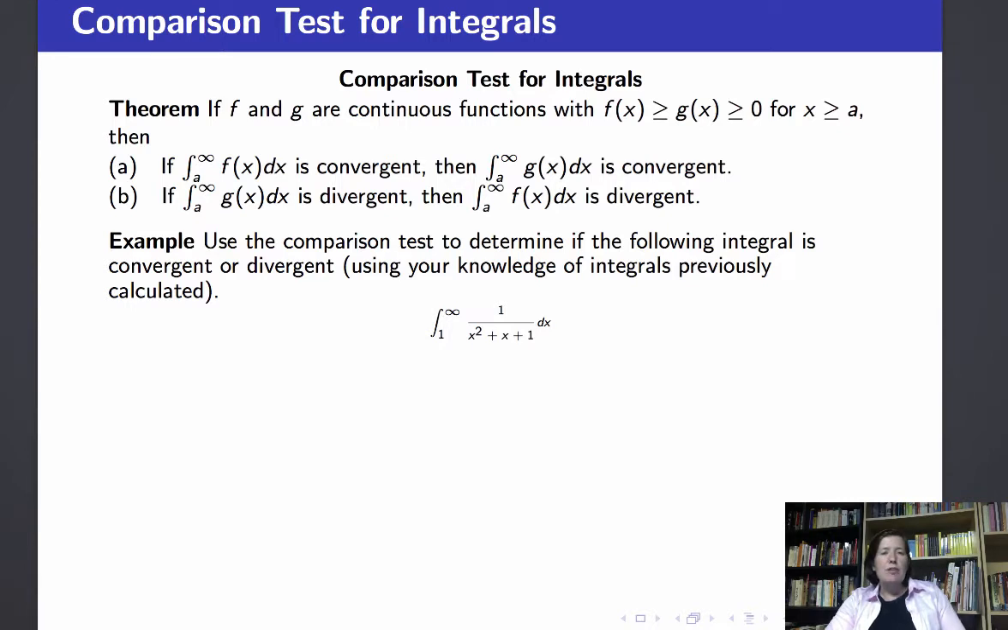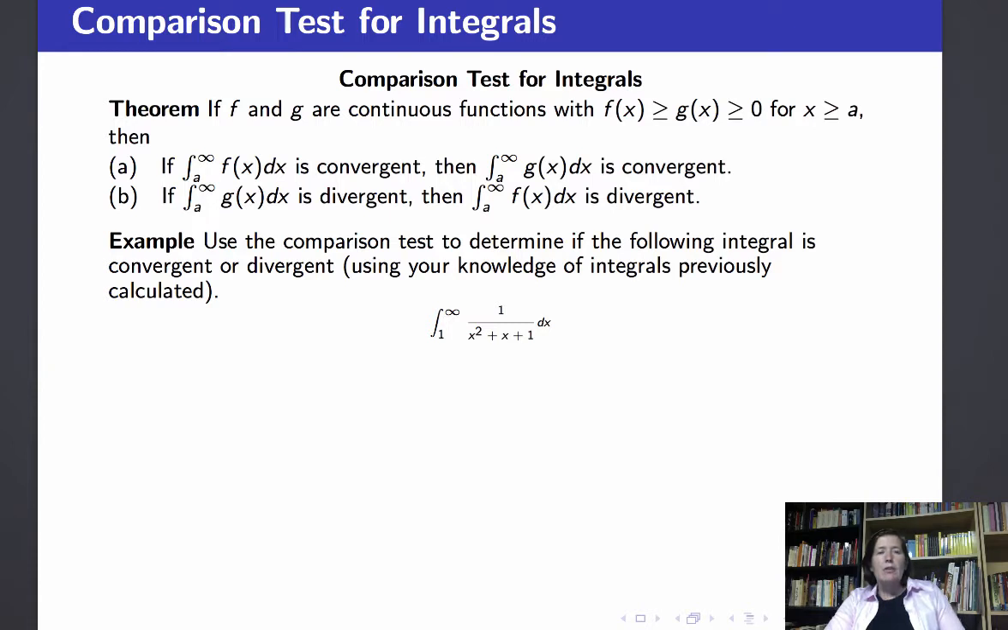If f and g are continuous functions and f is always bigger than or equal to g, and both are positive, both are greater than or equal to 0, and f is bigger than or equal to g for any x bigger than or equal to a, then you might say that the integral from a to infinity of g of x should be less than or equal to the integral from a to infinity of f of x if you think of this geometrically with the area interpretation.